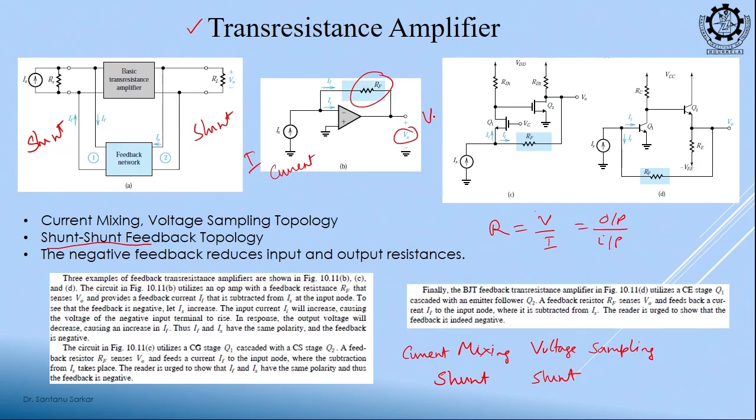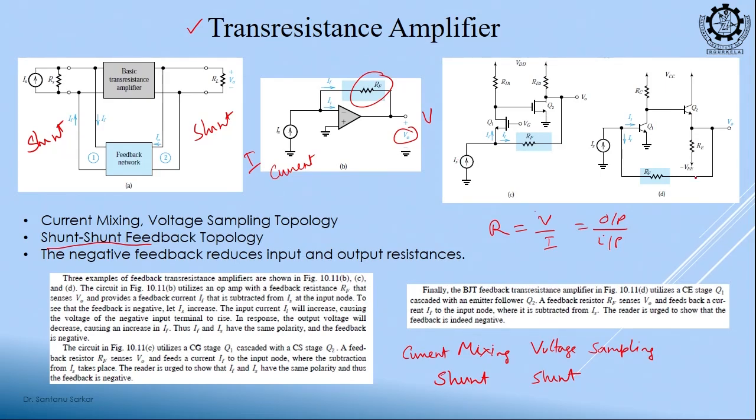Sign we have to check, okay. But the concept, the mod value, is V is equal to I into R. So, you understand that input is current, output is voltage. So, one resistive element should be there in the feedback path.